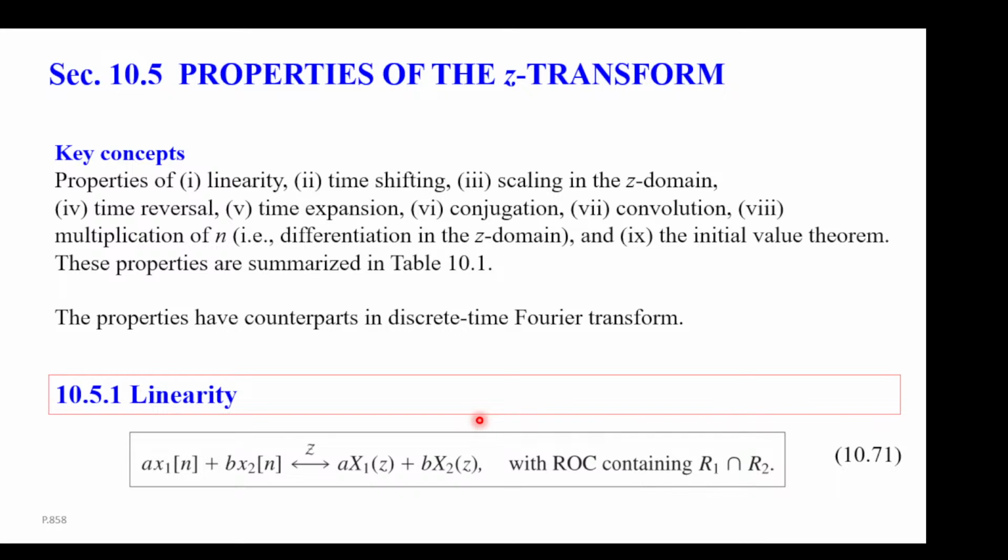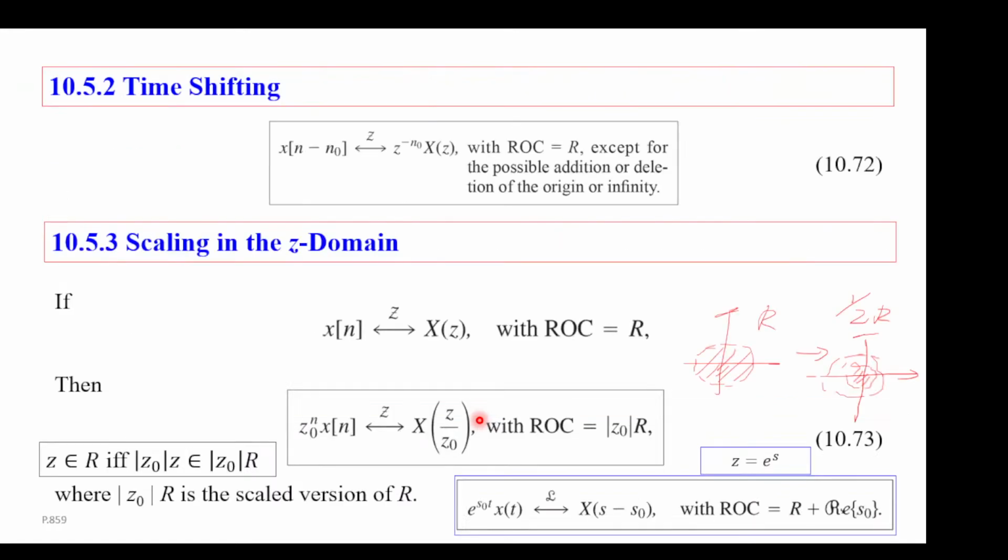Okay, so this is linearity. Then we have time shifting. Here we see a different form. In time shifting, if we shift the time domain by n0, so x[n] becomes x[n minus n0], then in the z domain we get an extra z to the minus n0 factor. The ROC is the same, except that you might add or delete some poles or zeros by this z to the minus n0.